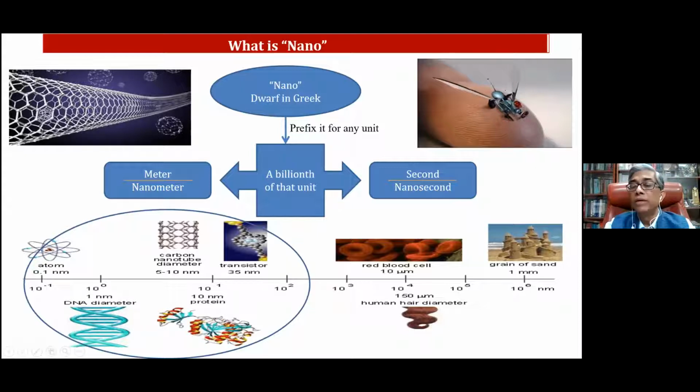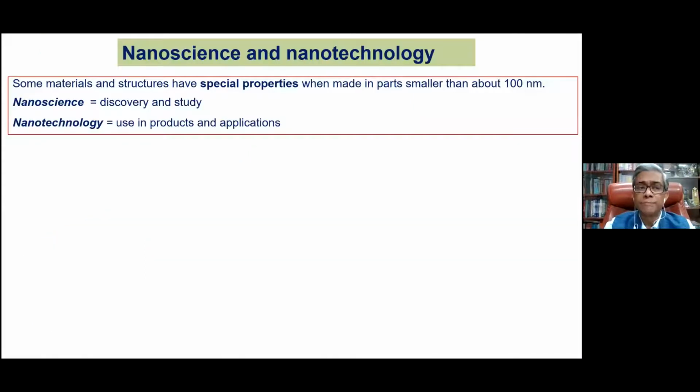And then even our blood cell and the sand grain and others are much larger, so that's why we can see them, but the nanoparticles are so small that we will not be able to see them with our eyes.